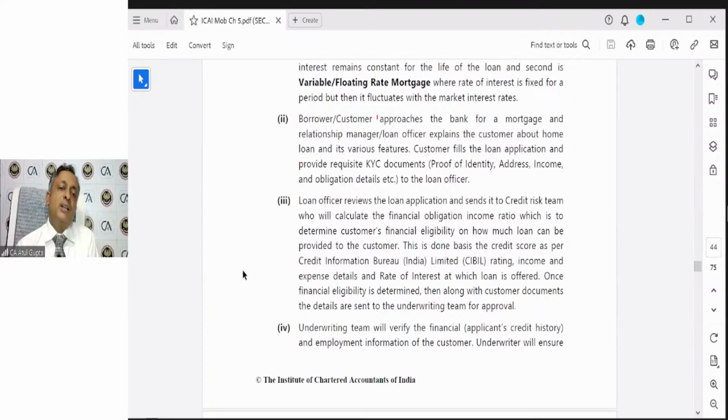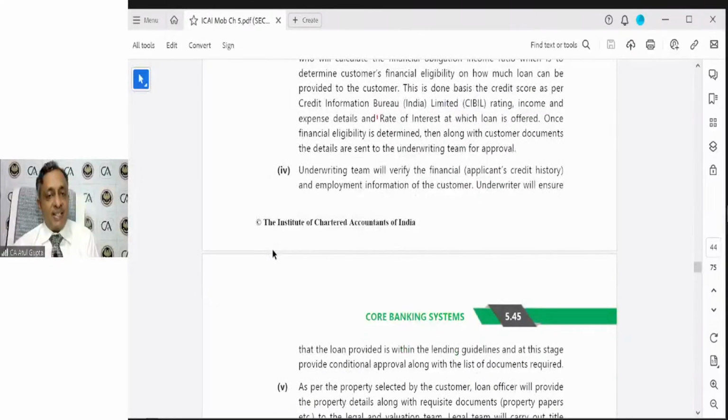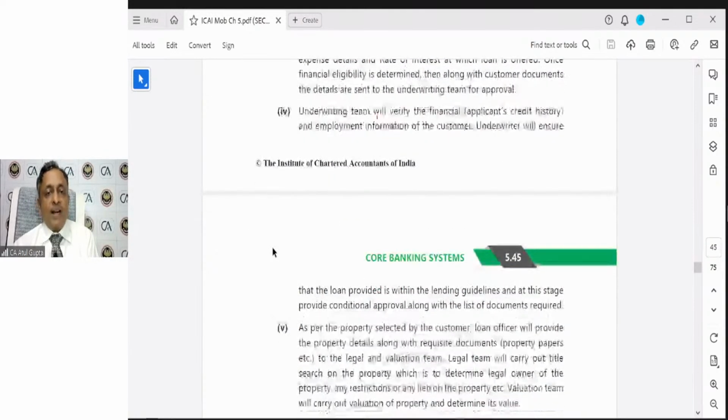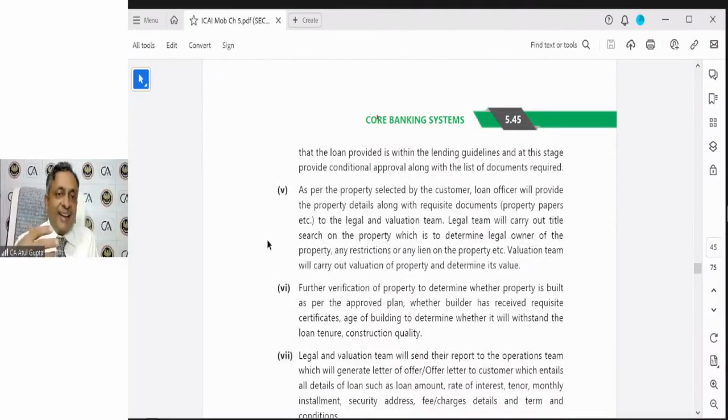Once financial eligibility is determined, along with customer documents, the details are sent to the underwriting team for approval. The underwriting team can have any name. You keep the name underwriting because they are going to finally say yes to it. The underwriting team will verify the applicant's history and, if the person is salaried, the employment information. The underwriter will ensure that the loan provided is within the lending guidelines, and at this stage provide conditional approval along with the list of documents required.